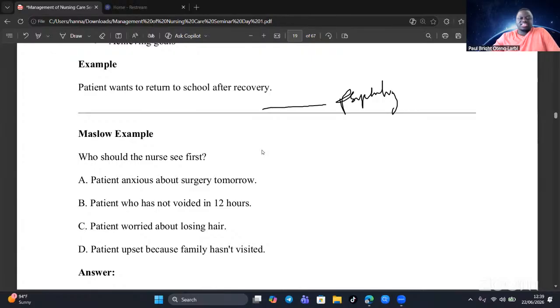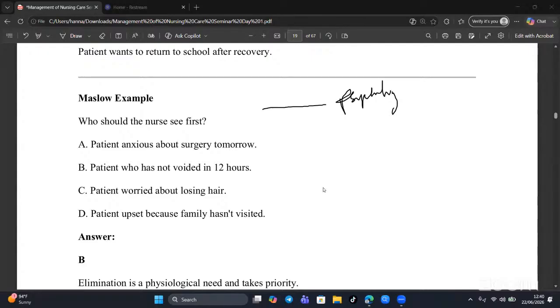Okay. Let's look at this one. A patient who has not voided in 12 hours. This is a physiological need. That one there, physiological need, if you see it, you see it. A patient worried about losing hair. Self-esteem. They are worried about their body image. Then upset because family hasn't visited. That is love.